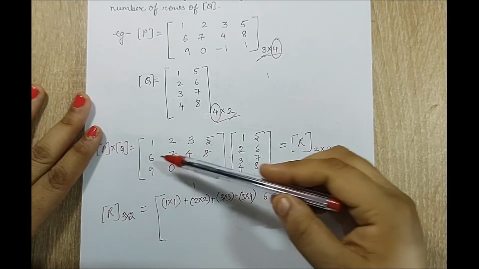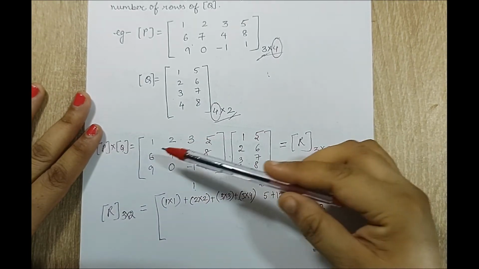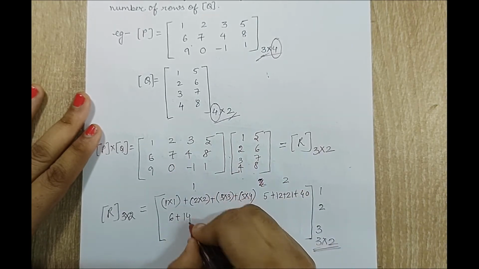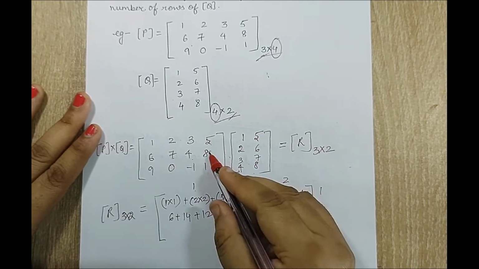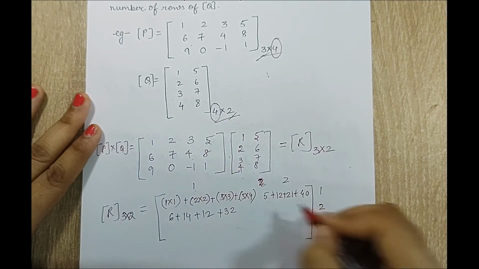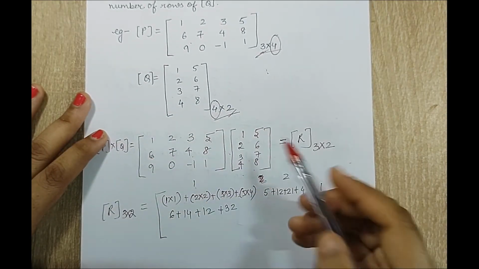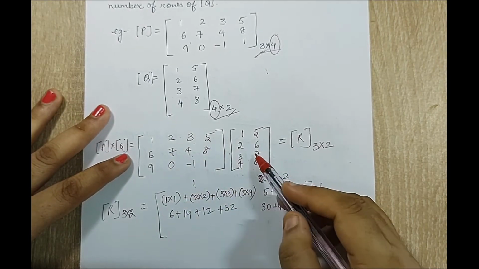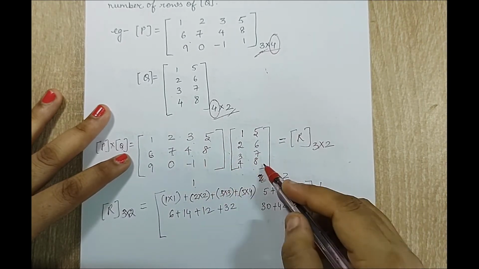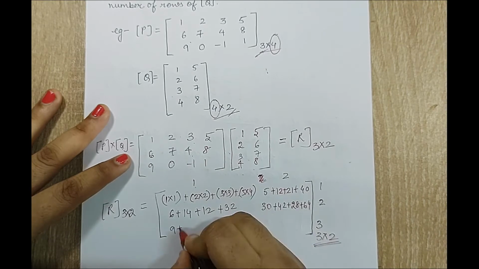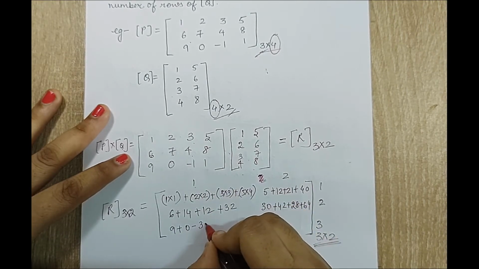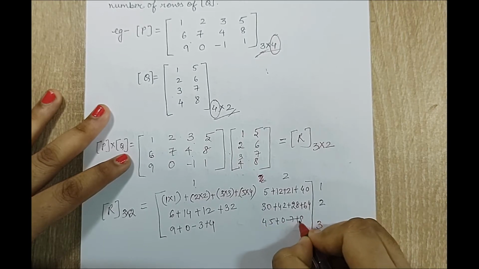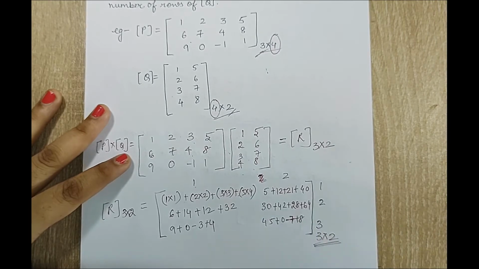Next I am going to multiply for the second row and first column. So 6 into 1 is 6, plus 7 into 2 is 14, 4 into 3 is 12, and 8 fours are 32. Next for this column I am going to write 6 into 5 is 30, 7 into 6 is 42, 4 into 7 is 28, plus 8 into 8 is 64. Likewise 9 plus 0 minus 3 plus 4, and I have 45 plus 0 minus 7 plus 8. These are the values that I get.